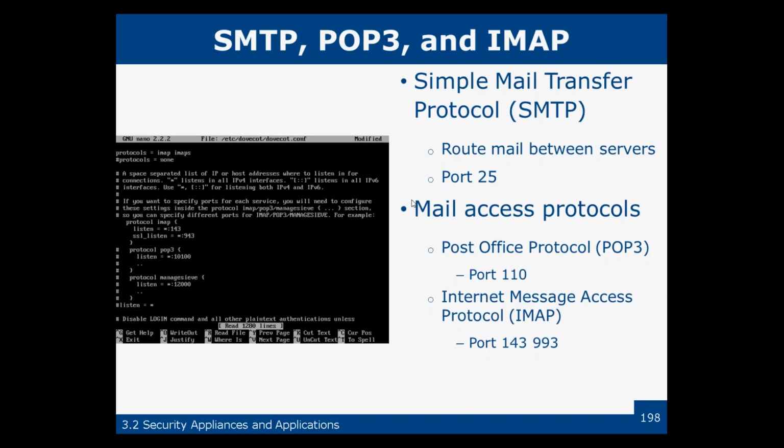To get your mail, we have POP, Post Office Protocol, port 110, which was actually designed for dial-up, where you dialed up, downloaded your email and read it. And IMAP, which uses port 143, or Secure IMAP uses port 993. It allows you to manage email on the server.